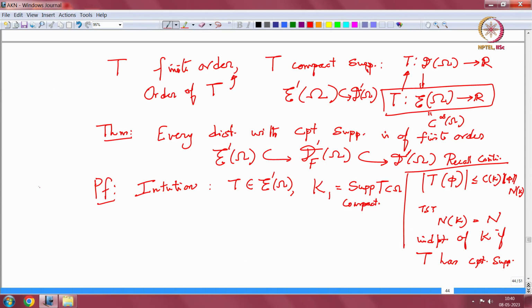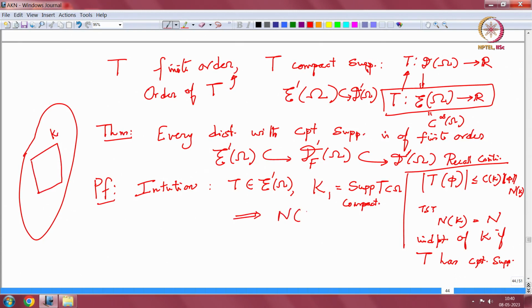So, you have a domain omega. Let me give you a picture, and for this K1, you have a K1 here. This K1 produces n_K1, by the continuity of T as a distribution. Of course, you have to get n independent of K1. Now, this is K1. Now, suppose K is here.